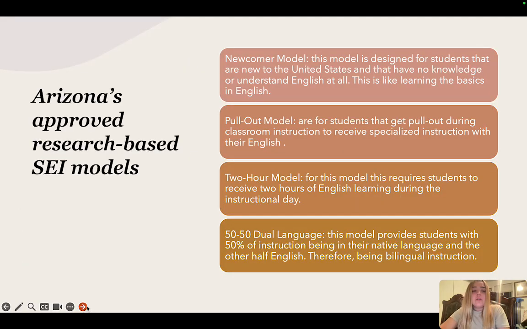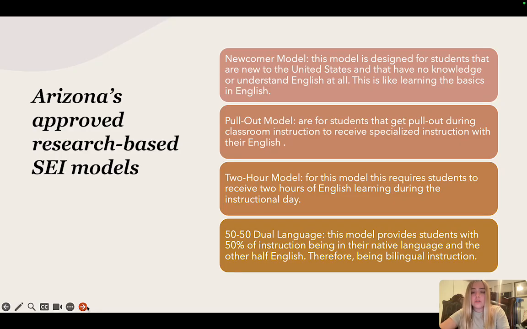Arizona's approved research-based SEI models, there are four of them. There's the newcomer model. This is basically learning the basics of English. That is when students are new to the United States and have no knowledge or understanding of English whatsoever. Pull-out models are for students that get pulled out during classroom instruction to receive specialized instruction with their English.